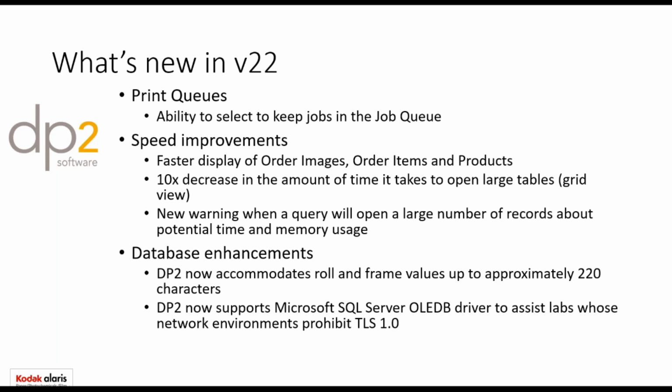We also talk a little bit about those speed improvements, right? Faster display for order images, order items, and products. And this is really a good example of a place where it started out with one. Wouldn't it be great if, you know, it takes a long time for this to refresh. So in going through that, the developers really looked at, well, where are the other places where this might be an issue? Let's take a broader view of the amount of time it takes to query a table or to display something. So another example of that is a warning that says opening up that large number of records, what the potential time and memory usage is, and so on.